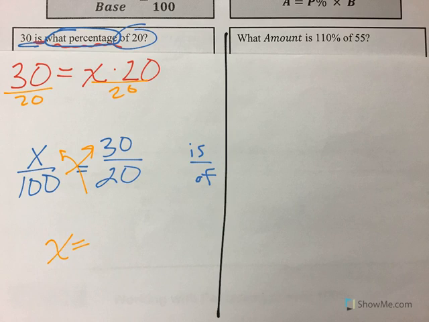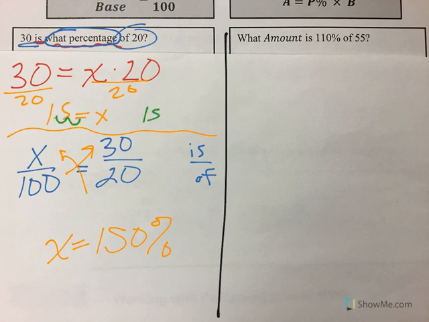Either way, we end up with 150%. Now, if you did the equation, you get x is 1.5, but remember that's a decimal. So to change it to a percent, we'd multiply by 100%, move your decimal 2 places, and that's where we get 150%. In the second one, we have what amount is 110% of 55?